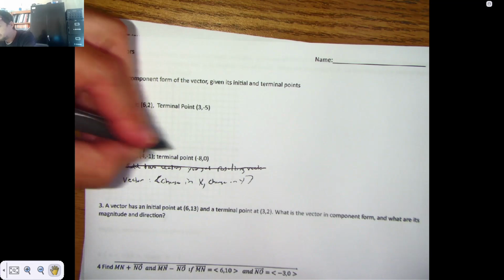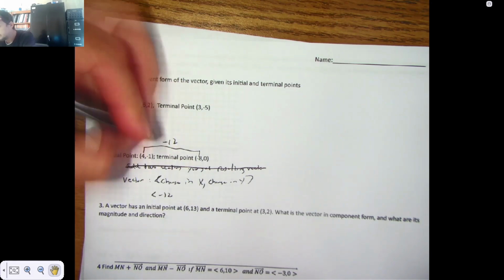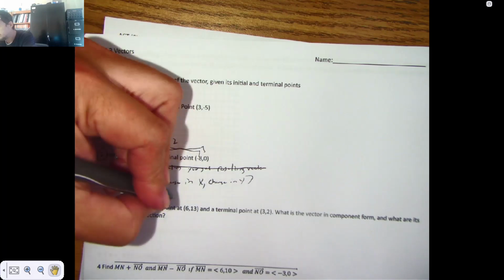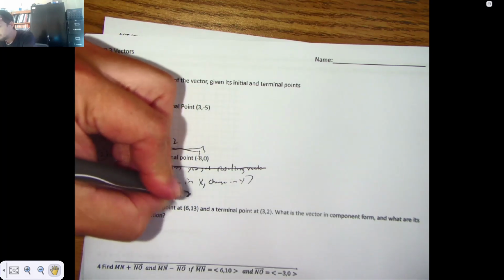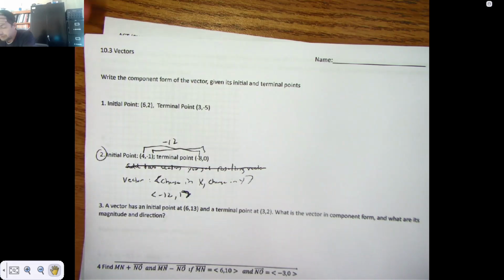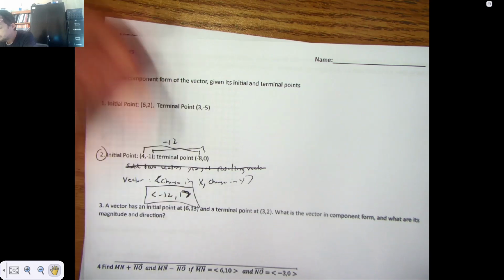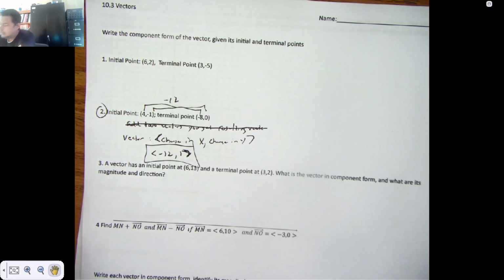So to go from 4 to -8, we lose 12. And to go from -1 to 0, we add 1. Same thing. We fell 12 units, we ran 1. There we go. There's the component form. Let's see here. Look at 5. If you can do 5, you can do 3.